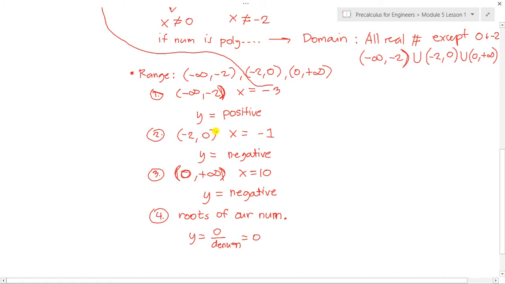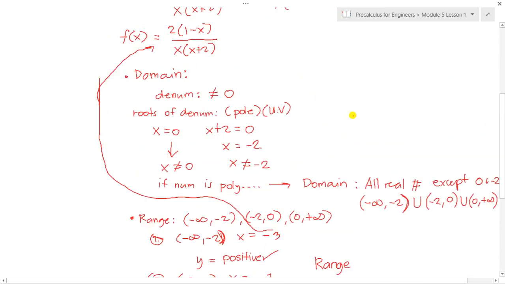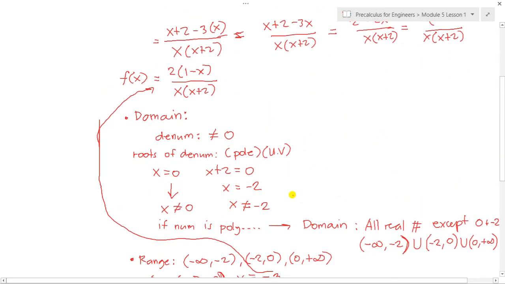So from these test results, we have positive, negative, negative, and 0. So that tells us the range: all real numbers. Sure, all real numbers.